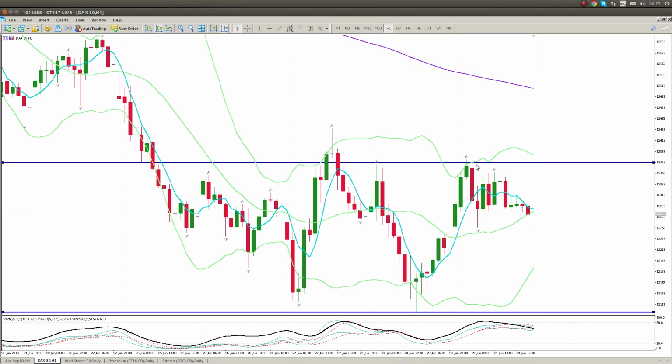You can see this is a double top, and if you look at the MACD, it made a new high. So that normally is a continuation divergence to the downside. So we could very well see a retest of this level.